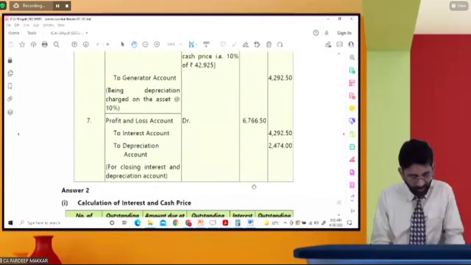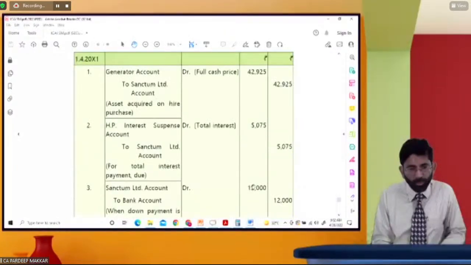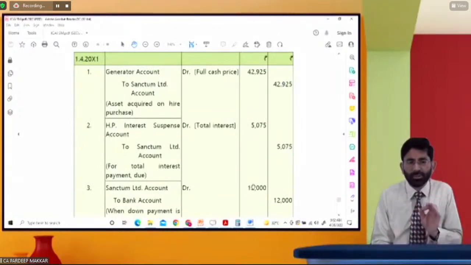Can we combine entry number 1 and 2? Not at all, beta. We can't combine entry number 1 and 2 in this question. It is not a good assumption, because in that case it will be confusing. So don't merge these two entries.